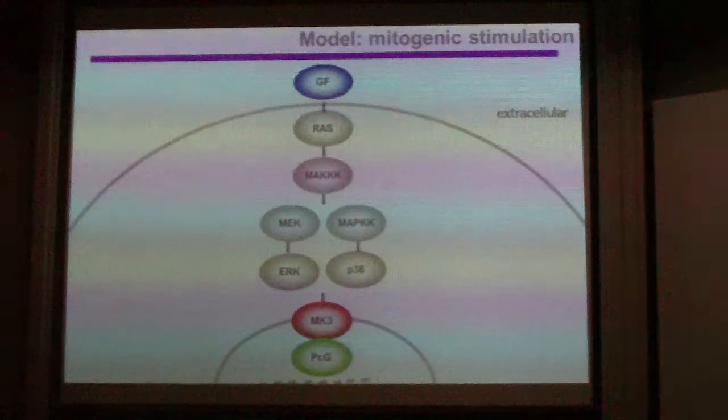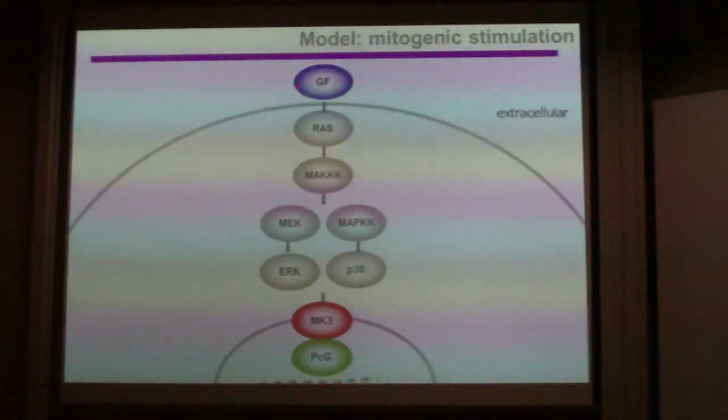So for this, we use a model. We use mitogenic stimulation. And as Willem already mentioned, the upstream kinases of MP3 are both ERK and P38, so the MAP kinase signaling pathway. And here I represent just a simplification of that. So we add growth factors to the cells, they will activate this pathway, we eventually also activate MP3, and MP3 interacts with Polycomb, and therefore it could phosphorylate Polycomb and then could dissociate Polycomb.